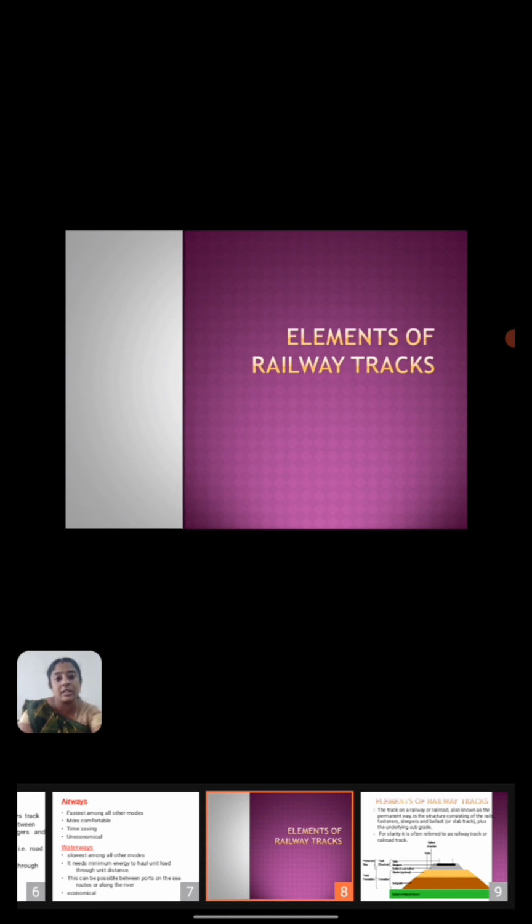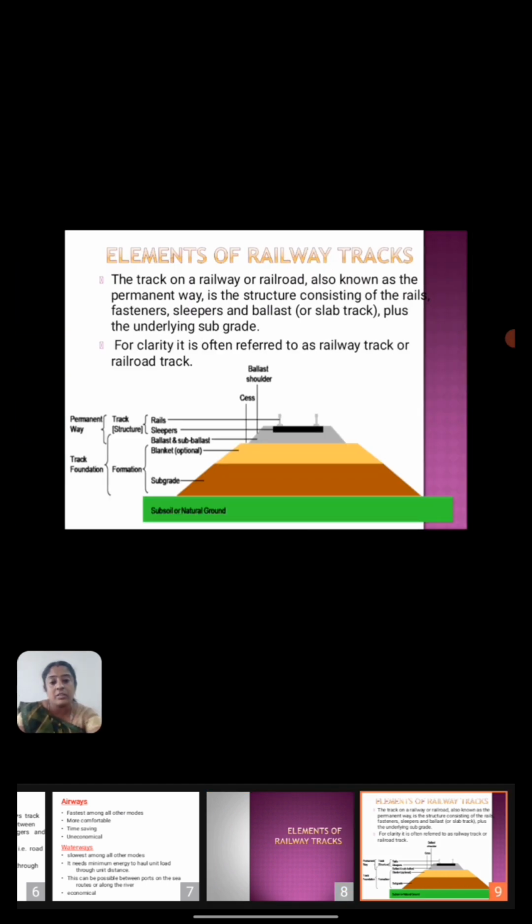What is the technical description behind that? We are going to see the elements present in the railway tracks. The elements present in the railway tracks are ballast, shoulder, sleepers, embankment and subgrade formation. These are the elements in the formation for making the railway track for the smooth movement of the train on it.